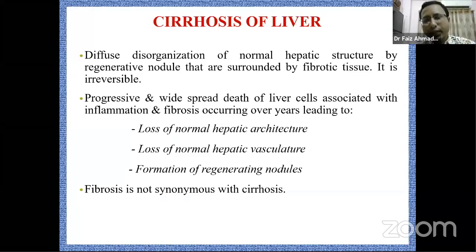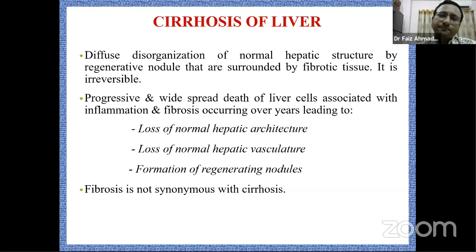Ultimately, because the liver has an enormous capacity for regeneration, in response to the damage to hepatocytes, the surviving intact hepatocytes regenerate and produce many hepatocytes. These regenerating hepatocytes, along with the accumulation of fibrous tissue, ultimately develop numerous nodules inside the liver. As a result, three changes occur in the liver. Number one is loss of normal hepatic architecture. Number two is loss of normal hepatic vasculature. And number three, formation of regenerating nodules. These three are the hallmark pathological changes in cirrhosis of liver. And fibrosis is not synonymous with cirrhosis, as I have already mentioned.